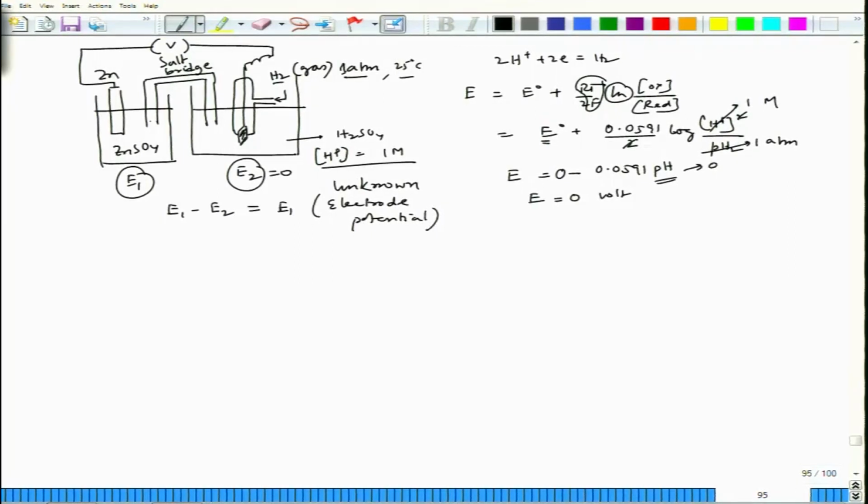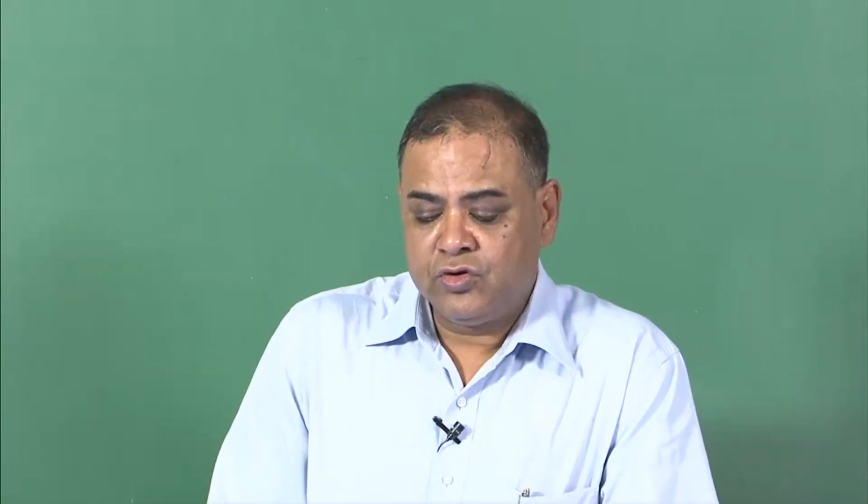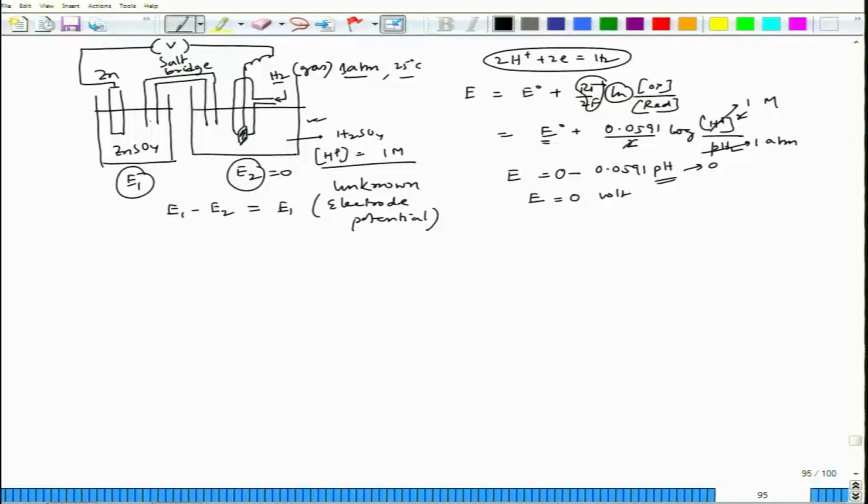So, now in order to maintain this, we have to make sure that this particular cell stays at 0 volt all the time. That means that the standard reduction potential for this reaction in this particular hydrogen electrode is to be maintained at 0 volt. In order to do that, we have to maintain those concentrations as well as pressure.